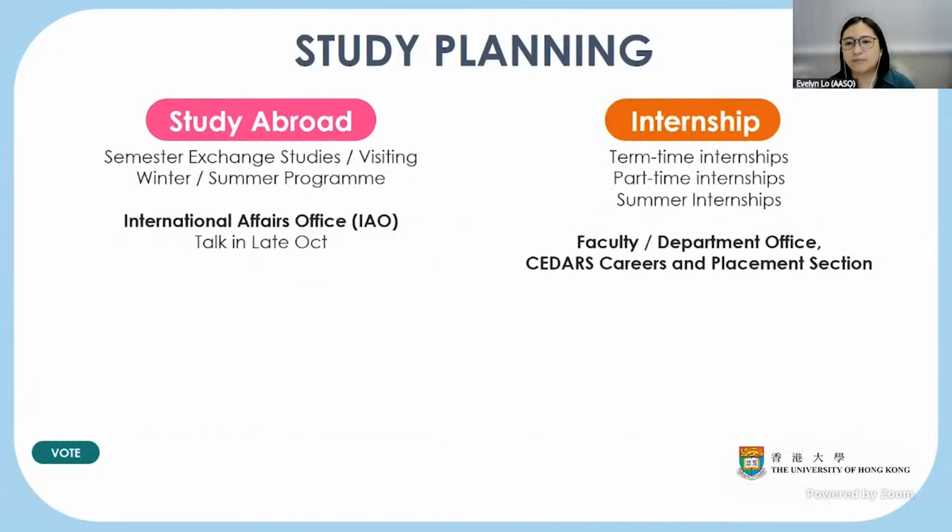And then about internships, you could do term time, part-time, or summer internships. Your faculty or your home department might provide these opportunities. Do ask them. And there's also the Centre of Development and Resources for Students, Careers and Placement section.